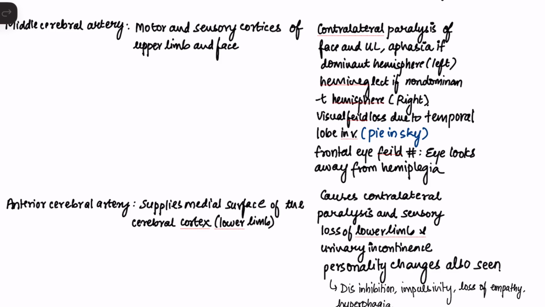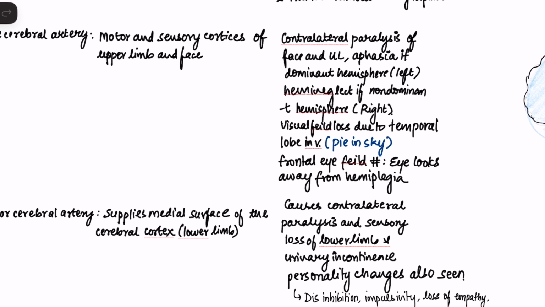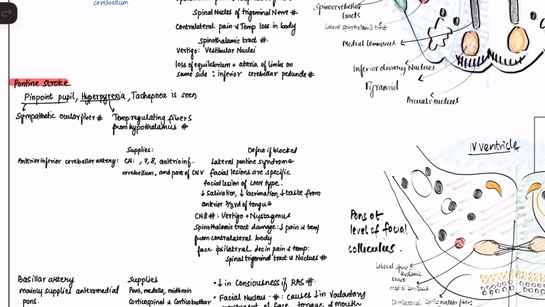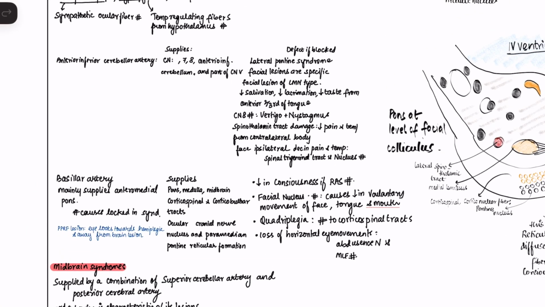You can say, and also now that we are talking about the eye looking towards the lesion or away from the lesion, when we talk about basilar artery block, the PPRF is damaged, and that causes the eye to look toward the hemiplegia or away from the brain lesion.